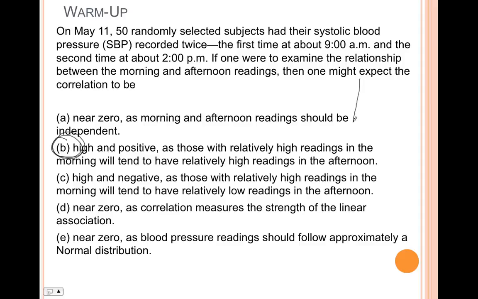The reason for that is exactly what it says. Those with relatively high readings in the morning will tend to have relatively high readings in the afternoon. If you have high blood pressure, you have high blood pressure. It doesn't matter much when you measure it. So let's say the x-axis is AM, the y-axis is PM. If I have low blood pressure, I have low blood pressure in the morning and I have low blood pressure in the afternoon. If I have kind of average blood pressure, then I'm average in the morning and I'm average in the afternoon. And if I have high blood pressure, then I'm high in the morning and high in the afternoon, and I have this strong, positive, linear relationship. Okay, so I do expect to see a high positive correlation here.